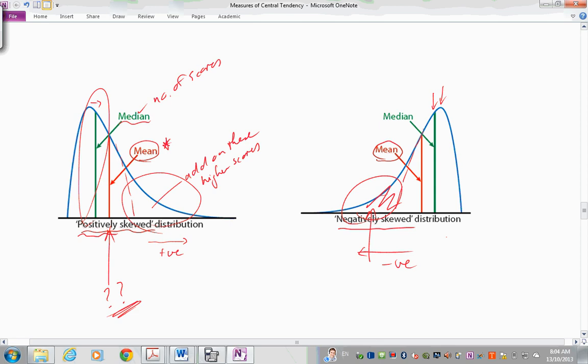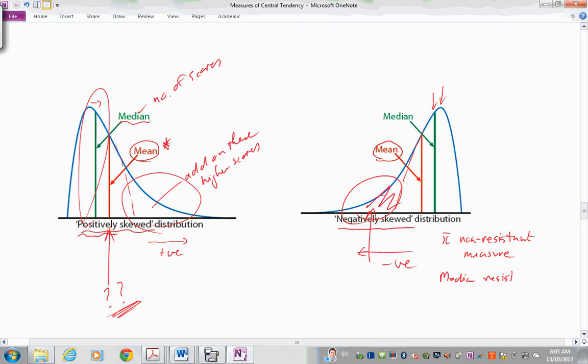So just remember now, X bar is a non-resistant measure. It does not resist the effect of skewness, a non-resistant measure of the centre. And the median is a resistant measure.